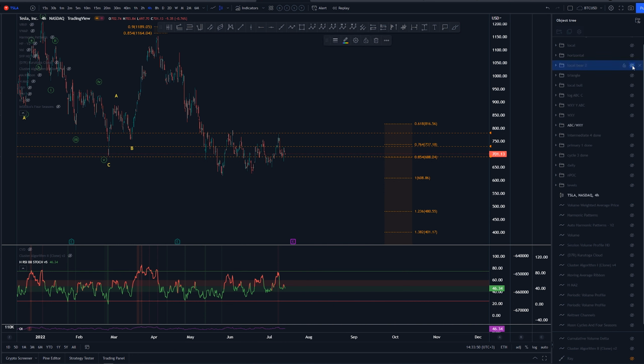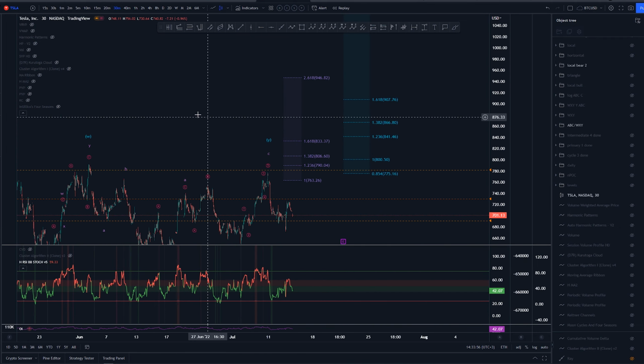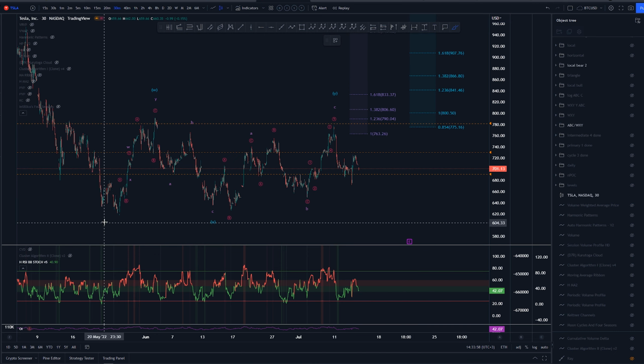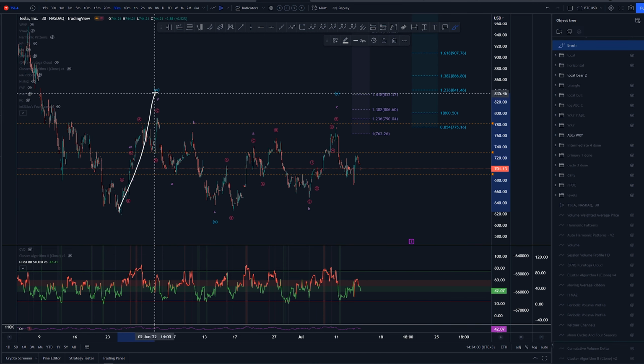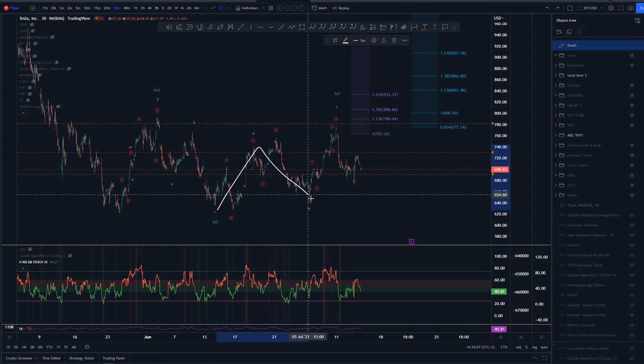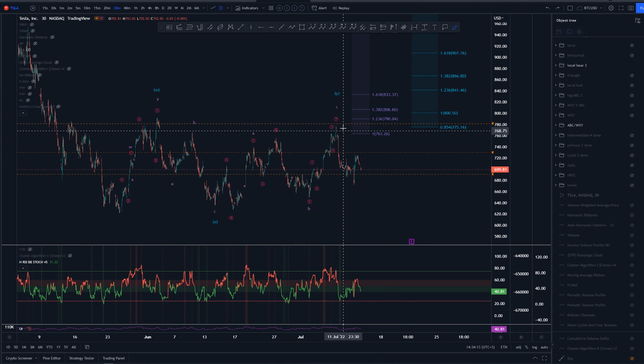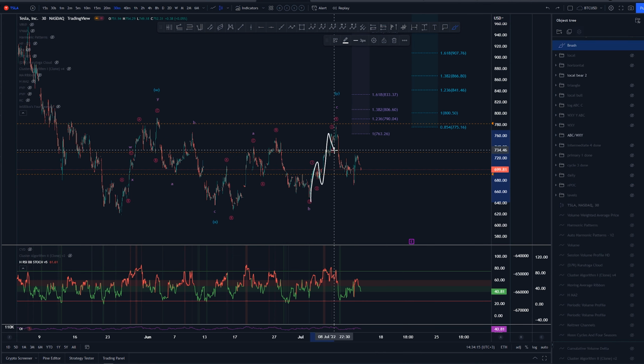Though my main is this one, in which we have completed a 3-way move. And in here we would have this as a W, X, and Y. Within X we would have just a simple ABC. Within wave Y we would have a simple ABC. Again, within A we would have expanding flat. Within B, expanded flat. And then wave C, again 5 waves, 1, 2, 3, 4, 5.